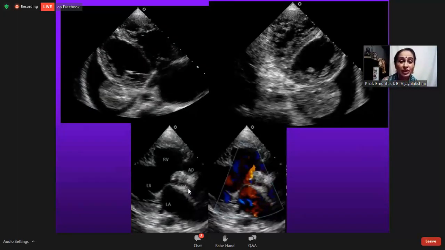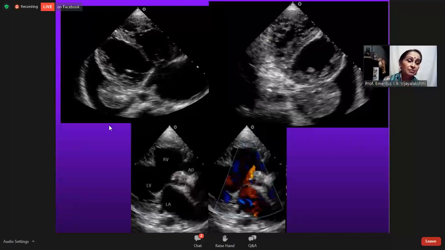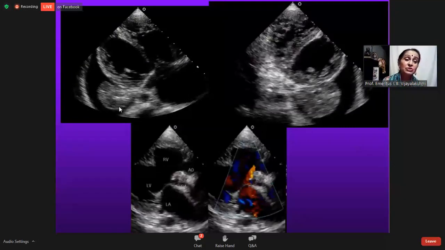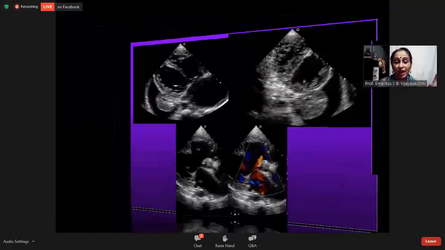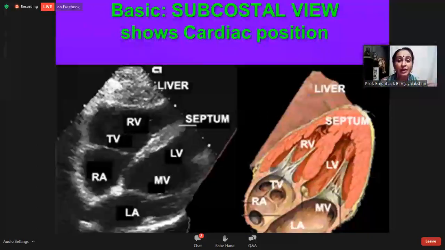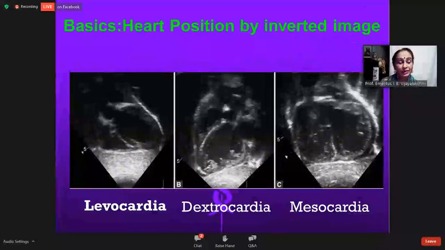In this case of DORV, on top of that, there is a massive pericardial effusion with a mesothelioma attached. So in congenital heart disease, never be happy to make one diagnosis, and you have to look for the other abnormalities. When we come to the basic subcostal view, you can see that this is how you see the structures, and this is the best view for looking at the atrioventricular septums.